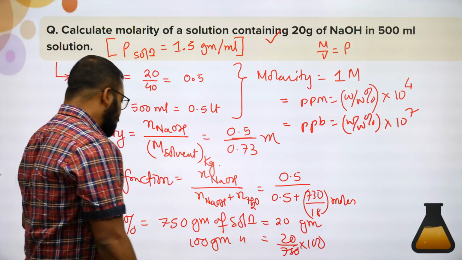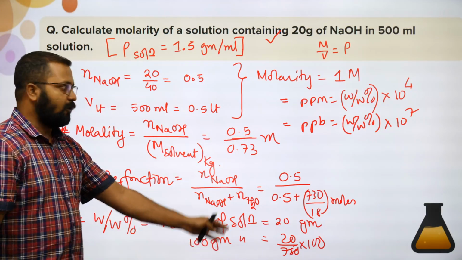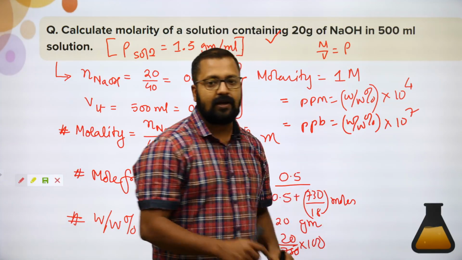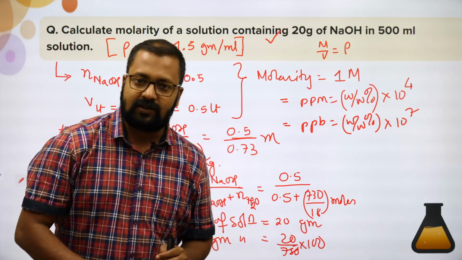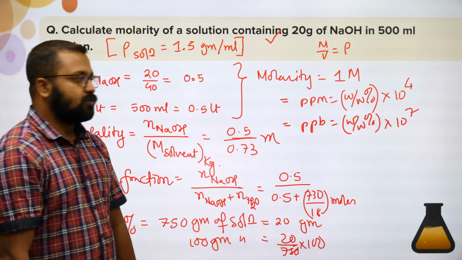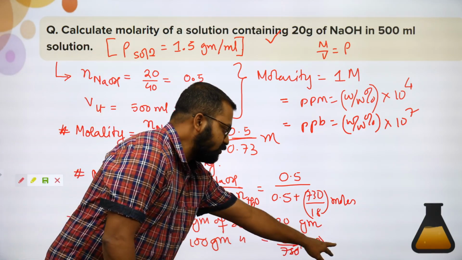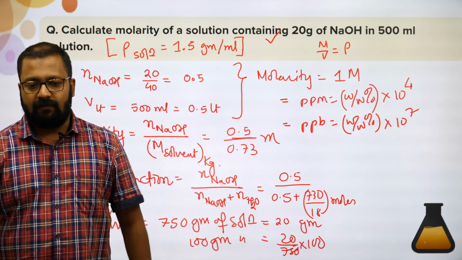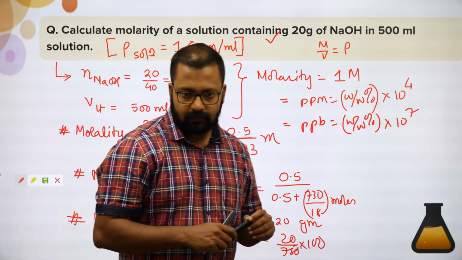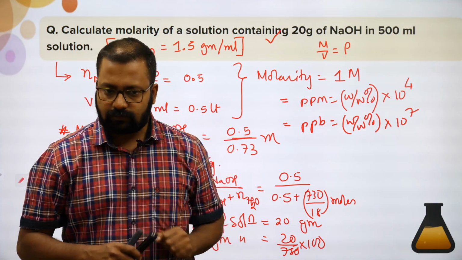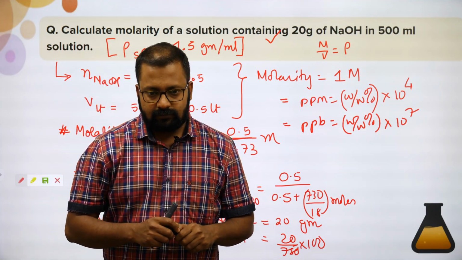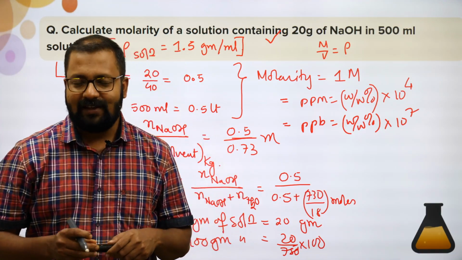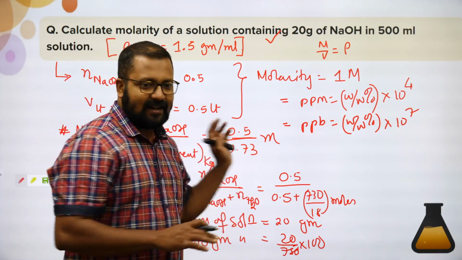क्योंकि weight by weight percent हमने 100 ग्राम ऑफ सोल्यूशन में कैलकुलेट किया है. ppm हम कैलकुलेट करेंगे 10 raised to power 6 grams of solution में. So this times 10 raised to 6 will give you the right answer. Okay, so is that clear?